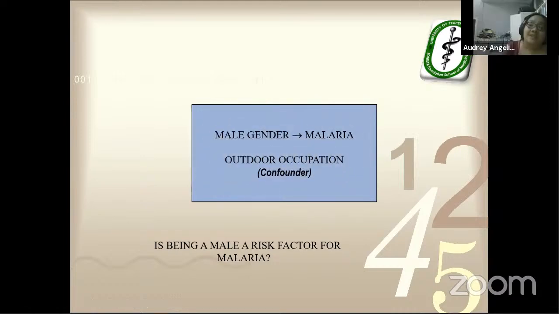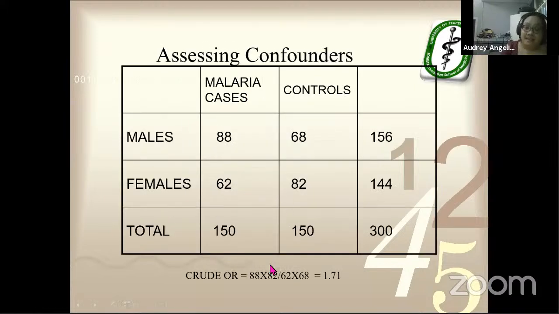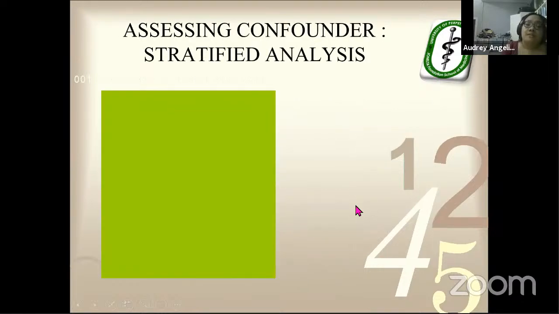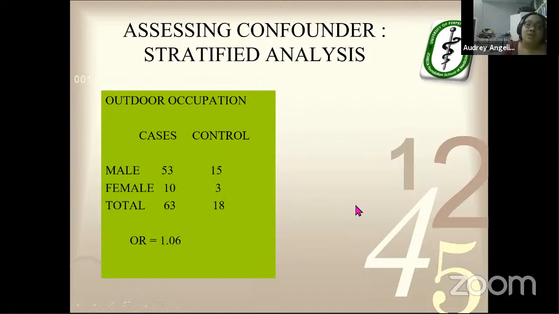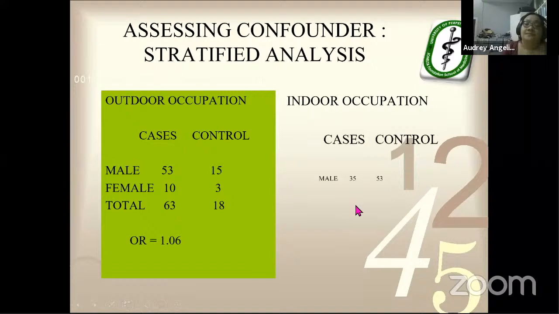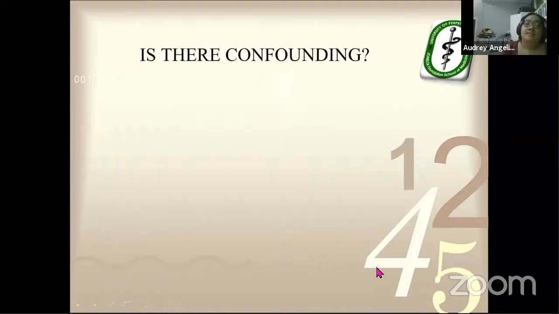That's good. So, as cued by the slide, male gender, malaria, your confounder would be an outdoor occupation, which predisposes the male to be exposed more to your vector of malaria. Thereby, compared to controls, you have more males affected by malaria. So there will be more males being affected.